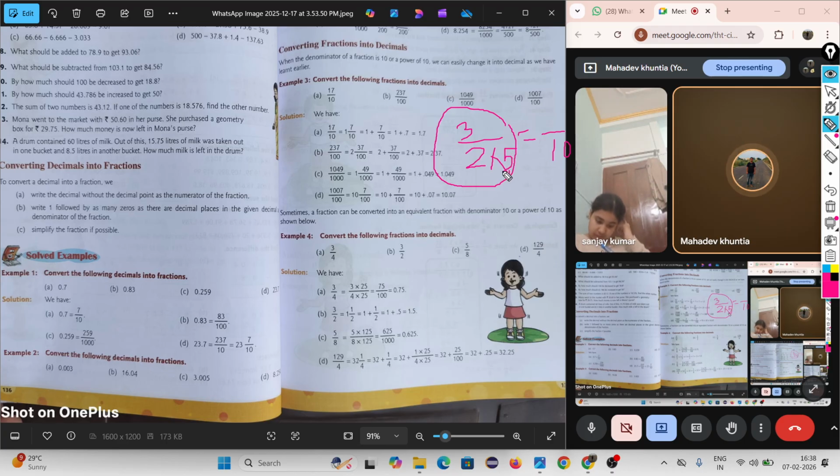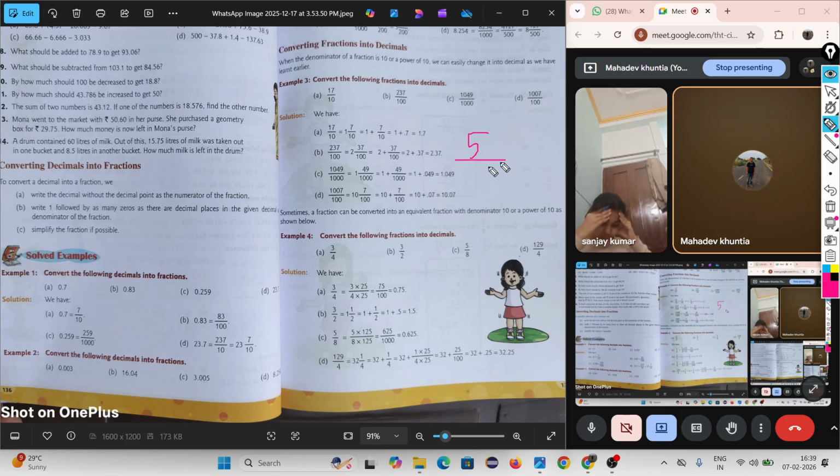And you know the rule: if you multiply some number with the denominator, you should multiply that number with the numerator. After multiplying, what is your result? 15 upon 10. 15 upon 10 can be written as 1.5. We put the point after 1 because 10 has one 0, so you have to move the decimal point one step to the left.